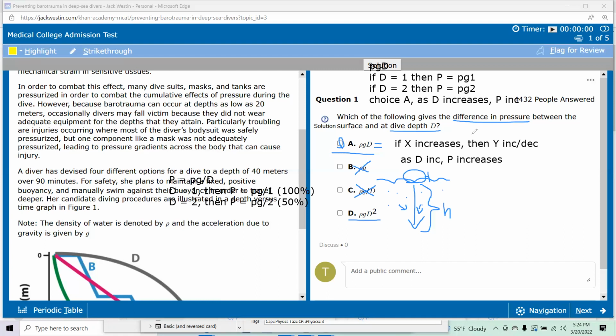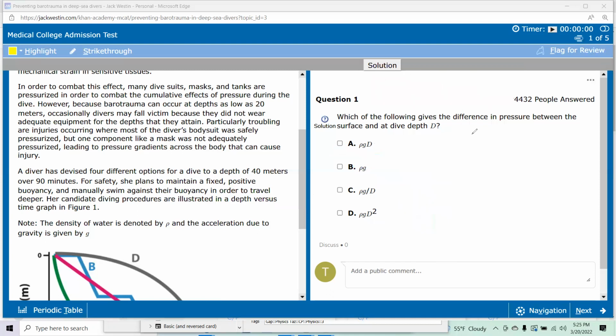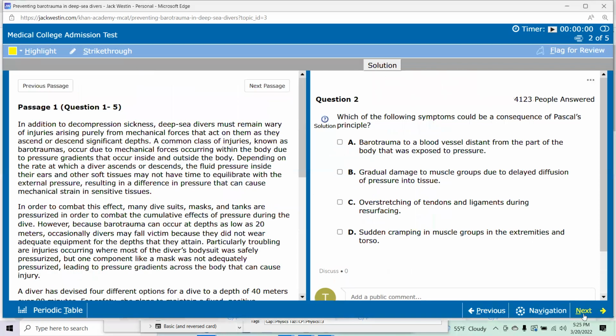Okay, so I am going to clear everything and move on to the next choice. Oh, I have to switch the mouse. Right. Okay. Which of the following symptoms could be a consequence of Pascal's principle? So right away, obviously they hit us with Pascal's principle, right?